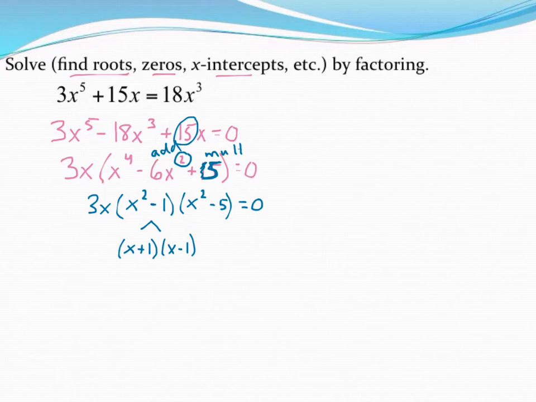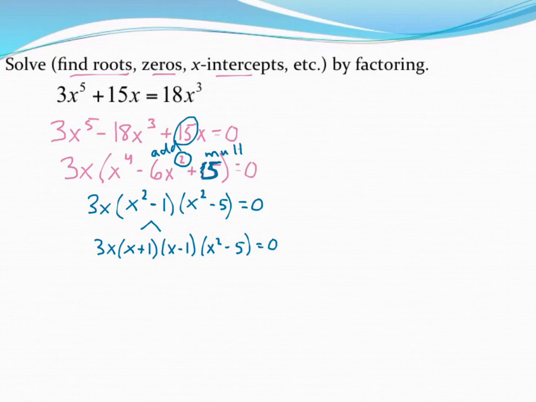You may think, well, x squared minus 5 is the same way, except 5 is not a perfect square. It would be a decimal if I tried to take the square root. It would be irrational. So x squared minus 5 would stay the same. And then finally, don't forget that GCF in front. So that polynomial has now been factored all the way.